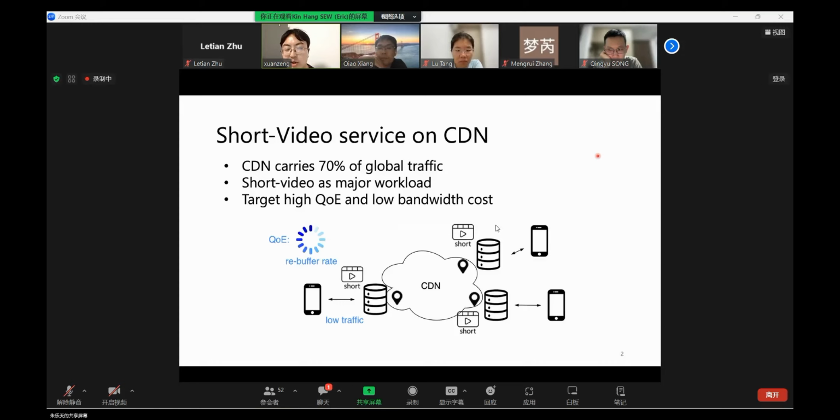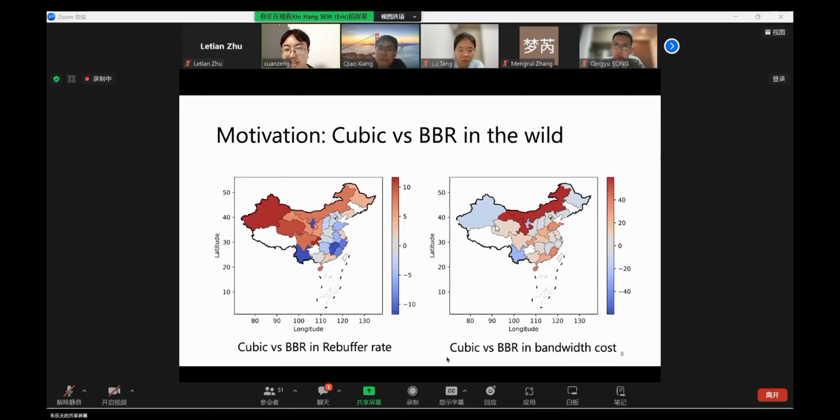And then you have to halve the bandwidth, halve the congestion window, and then you see a rebuffer rate. But for BBR, it's different. BBR probes the bandwidth and the RTT, and you get the right congestion window, even though you see a sudden packet loss due to the rate limiting.